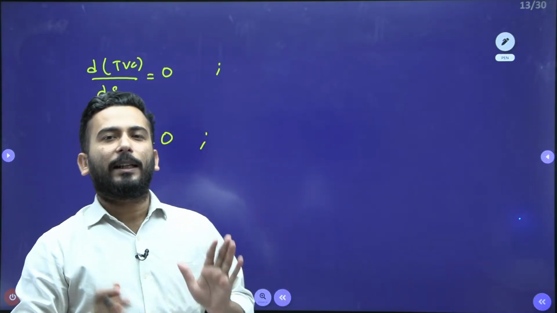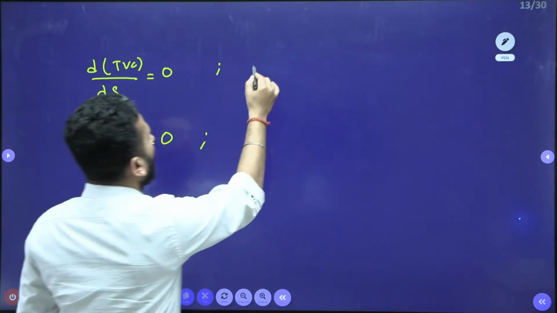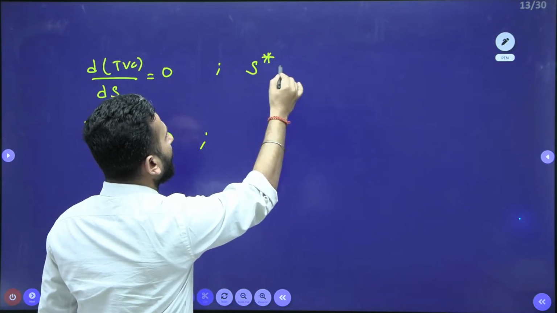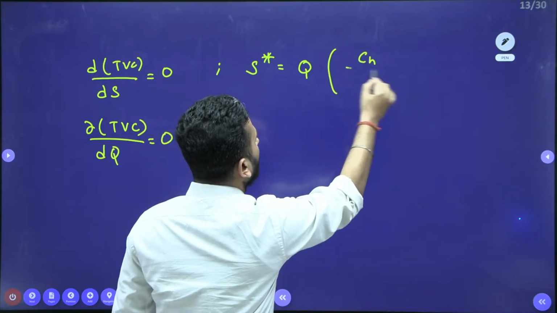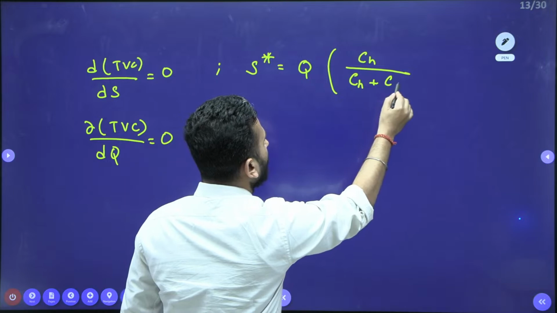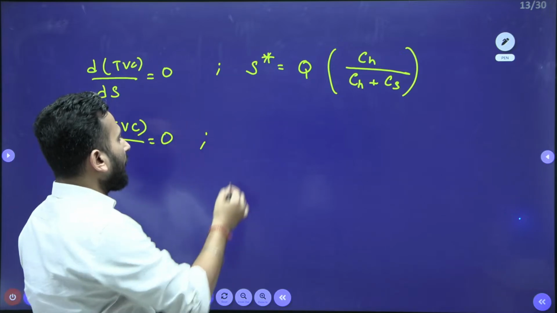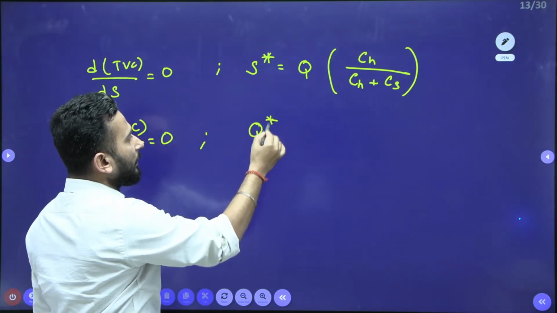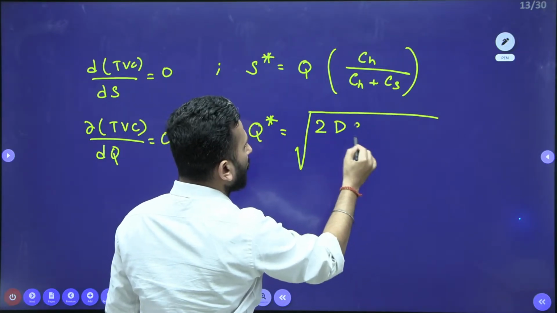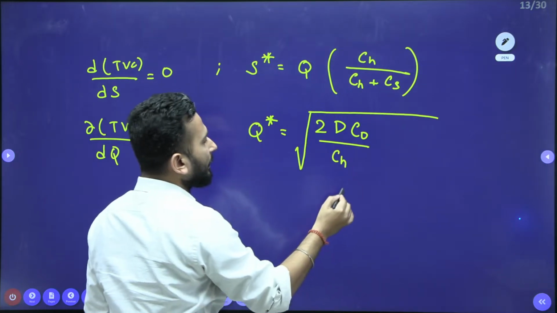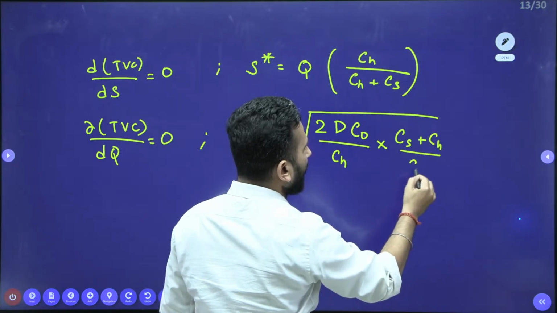So how much time did I take? 5 to 10 minutes, and this much also you need to remember. So can anyone tell me the result? What is the result? Yes or no? This we will get. Now in terms of Q star, what we will get? In terms of Q star, 2D C naught by CH into CS plus CH divided by CS.